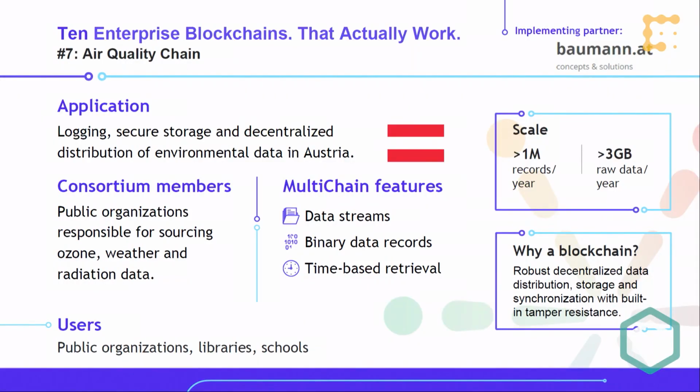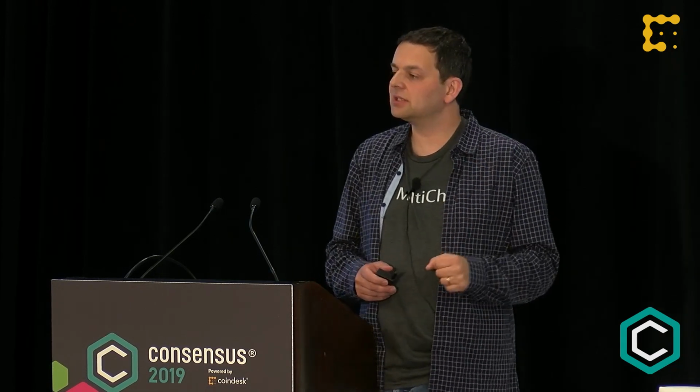Number 7, environmental air quality. So this is a project in Austria developed by Baumann. There are different types of environmental information that are stored in the system. There is ozone measurements, there is weather measurements, and there's measurements of radiation. The goal of this blockchain is primarily just to aggregate and distribute the data. So you have nodes belonging to each of the organizations that's responsible for sourcing each of these types of data. They're all writing information into the blockchain.